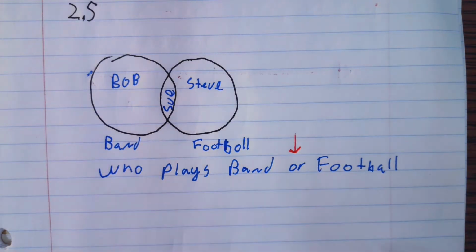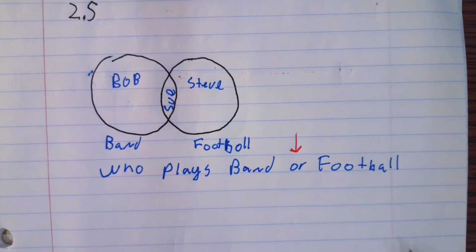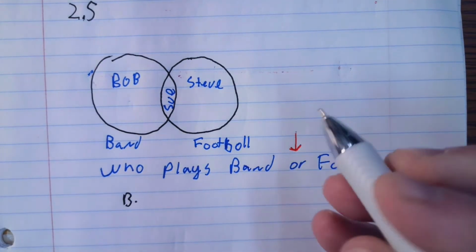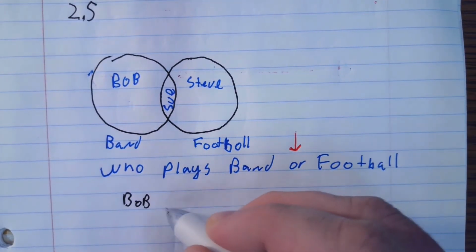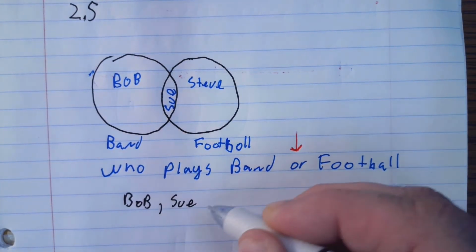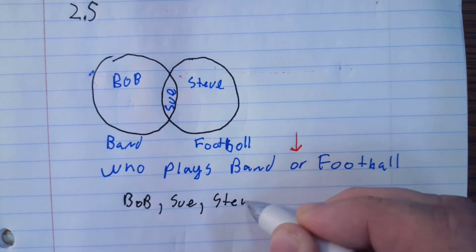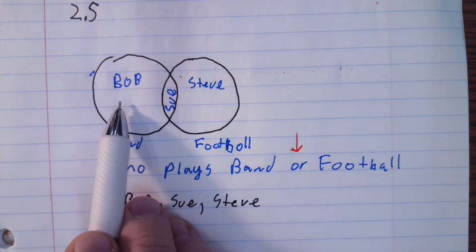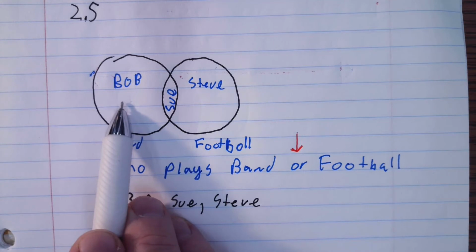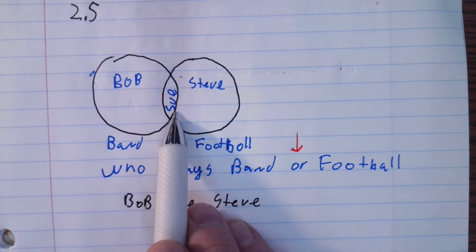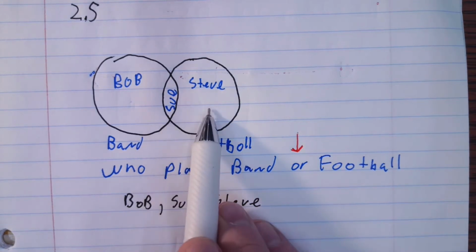Who do we think plays band or football? So Bob plays band or football, right? How about Sue? Yeah. How about Steve? No. Because the word or means only one has to be true. Does Bob play band or football? He does band, so yes. Does Sue play band or football? Well, she does both, so that would be a yes.